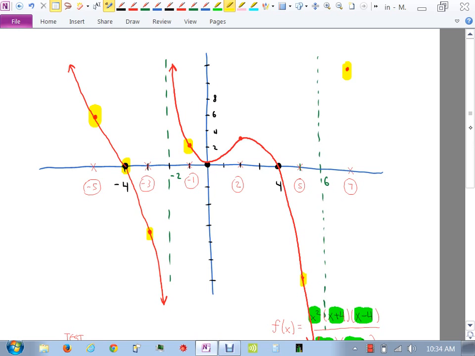Now I jump over, grab my next point, which is here. To the left, what happens? It's got to go up like this. Now I'm just doing a rough thing. And then to the right, what happens? Can't go down, right? Because I'll cross the x-axis. Can't do that. So I've got to go up again, don't I? So this is the way I'm going to draw it. Up to the left, up to the right. We're done.